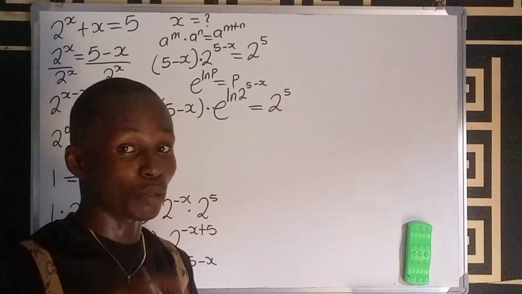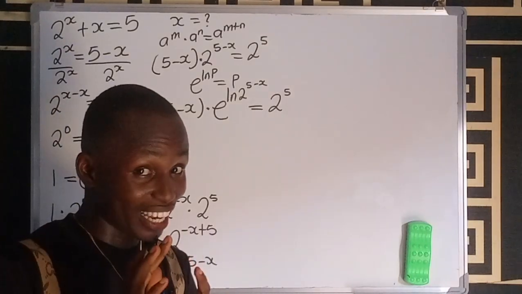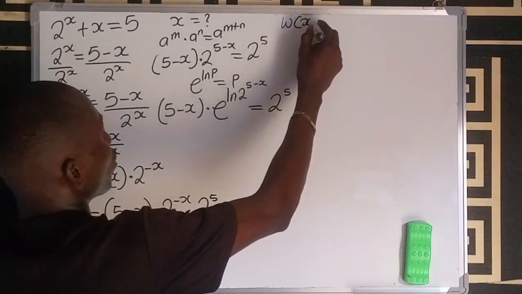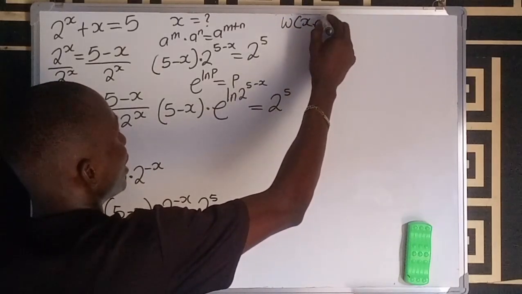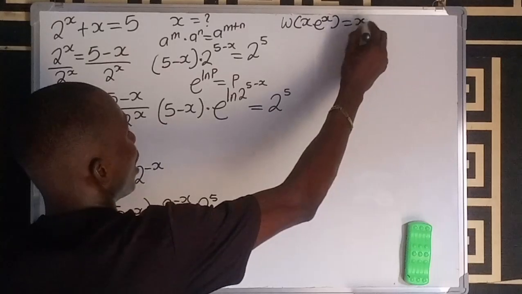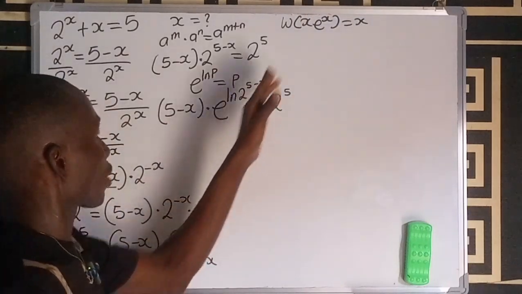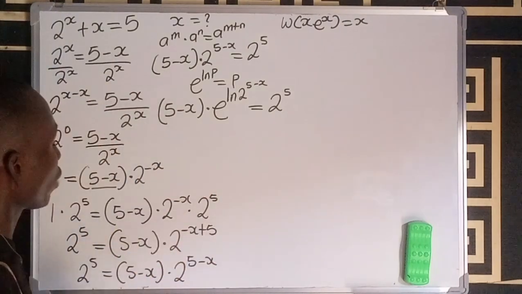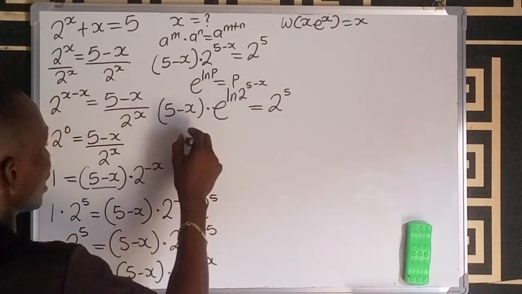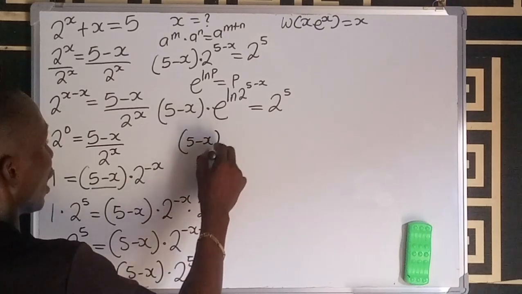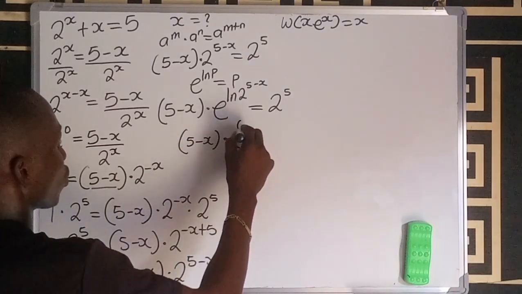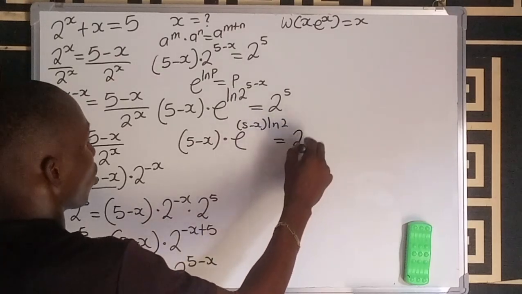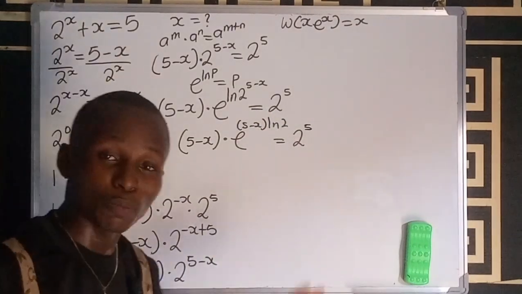Okay, remember your Lambda W function. There's something we are looking for. Remember that if you have the Lambda W function of x multiplied by e to the x, it is equal to x. Now, the reason why we are introducing e here is so we can apply our Lambda W function. At this point we are not wrong if we decide to write all this as 5 minus x multiplied by e to the power of 5 minus x multiplied by ln 2 equals 2 to the power of 5. Wow, this is pocket genius.